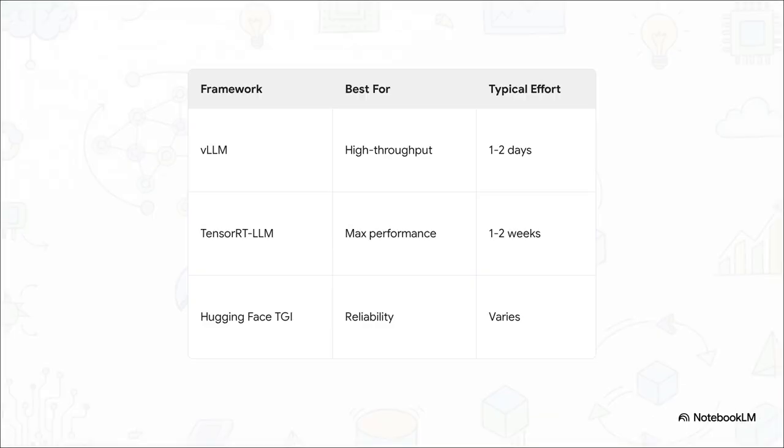Solving this trap means an architect has to make some really tough strategic choices. You have to pick your weapon. See, there's no single best tool for the job. If you just need to get something into production fast, vLLM is an absolute workhorse. But if you need to squeeze out every last drop of performance, you might need to invest weeks of expert-level effort into something like TensorRT-LLM. It always comes down to a trade-off.